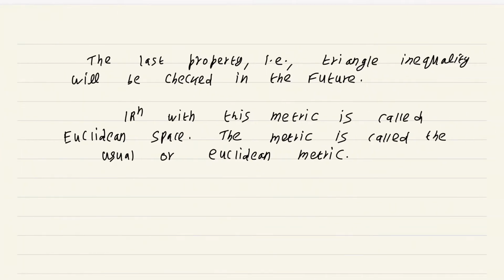Now, let's move on with more examples. The next example is really trivial, but it's very useful when you have some conjecture in mind and you want to get a quick counter example for this conjecture. So, this is called the trivial metric space.